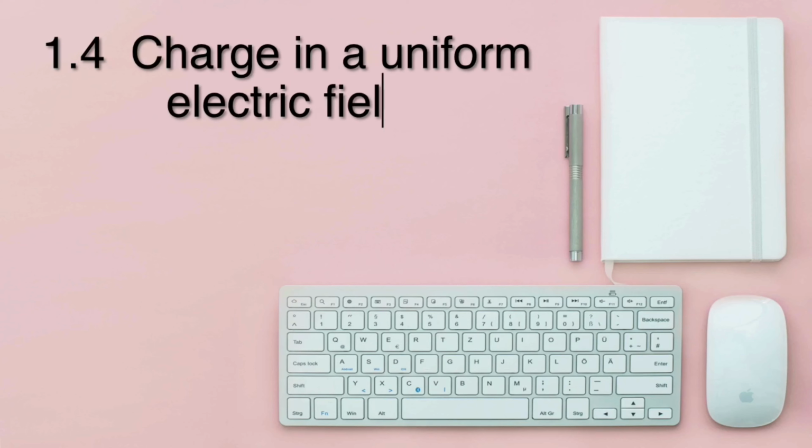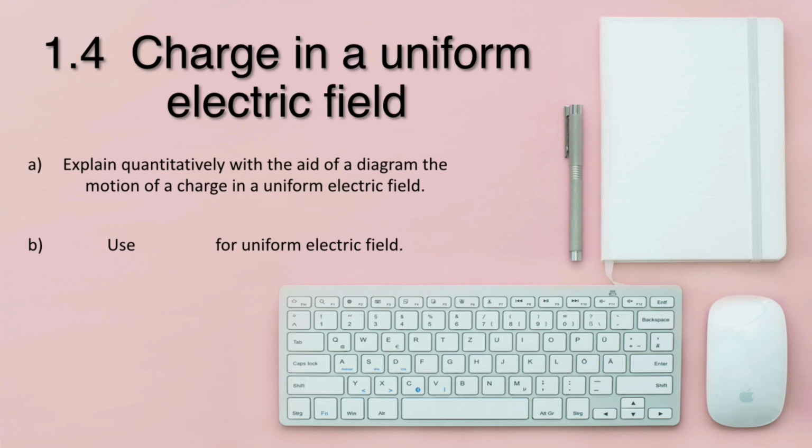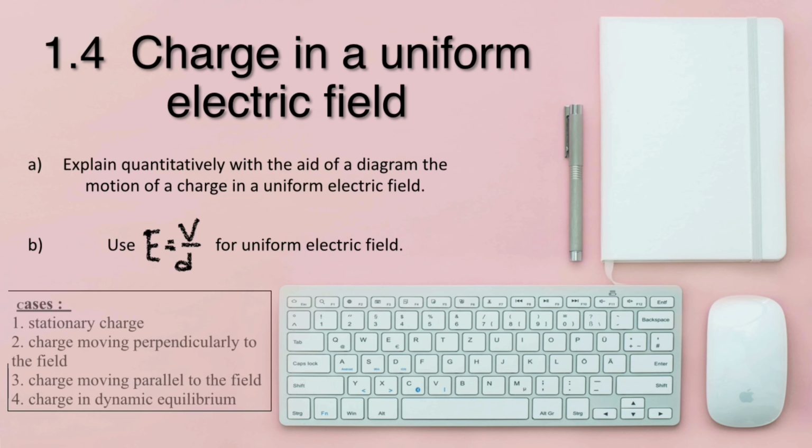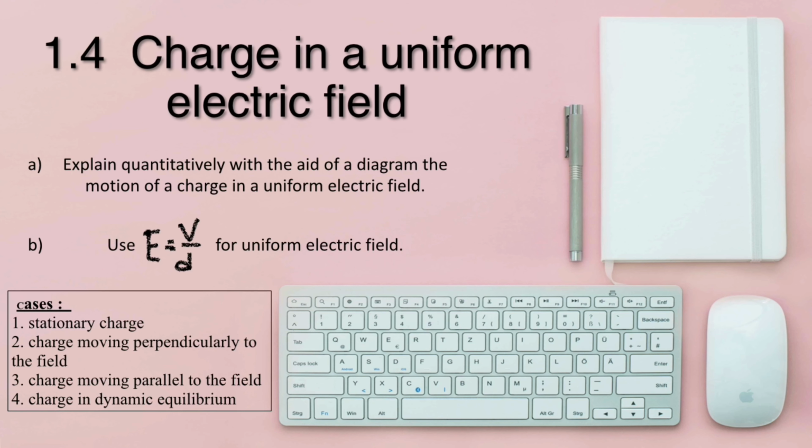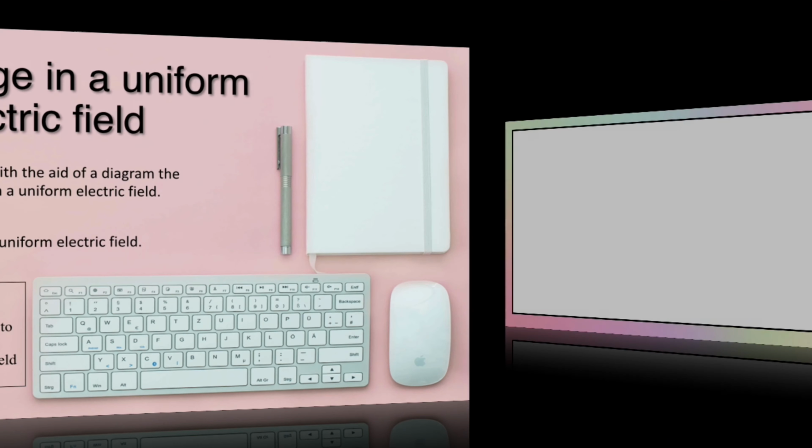Hi everyone. So this is a video about 1.4 charge in a uniform electric field, where in this subtopic, you need to explain quantitatively with the aid of diagram the motion of a charge in a uniform electric field, and then use the equation E equals V over D for uniform electric field. And we have 4 cases for the charge in a uniform electric field. We will go through all the 4 cases after this one by one.